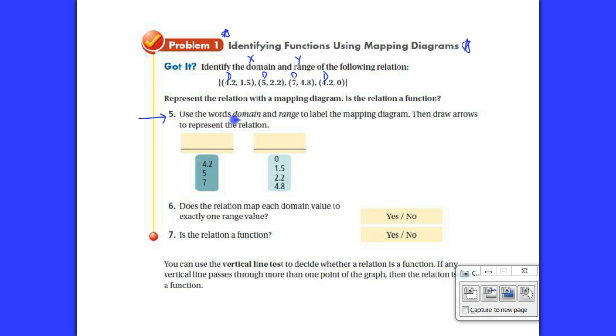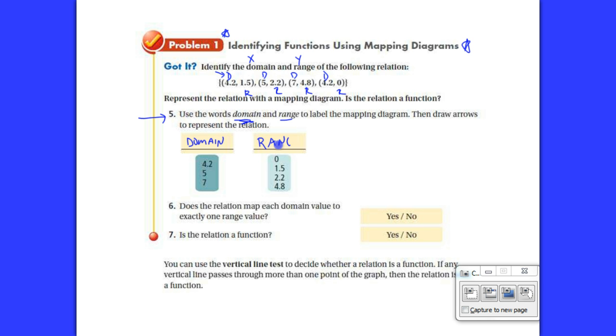It says use the domain and range to label the mapping diagram, then draw arrows to represent the relation. Here they've listed 4.2, 5, and 7. Here they've listed 0, 1.5, 2.2, and 8. So the domain, as we set up here, are those x values, which is this one. So these are the domain. And this group, the y values, those are range values. Also notice they list them least to greatest, and typically we do that.